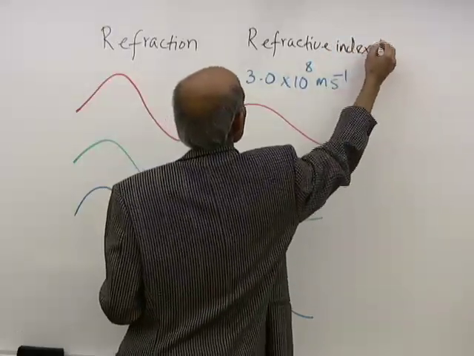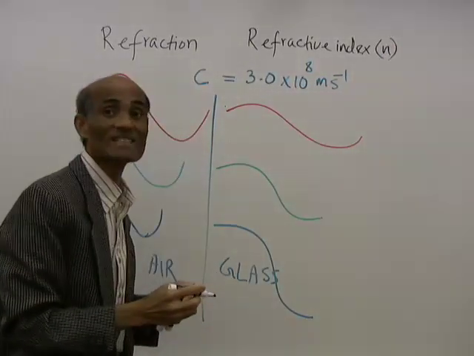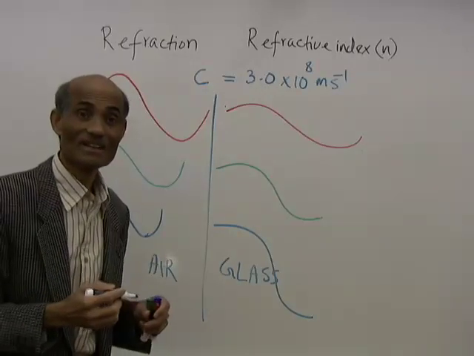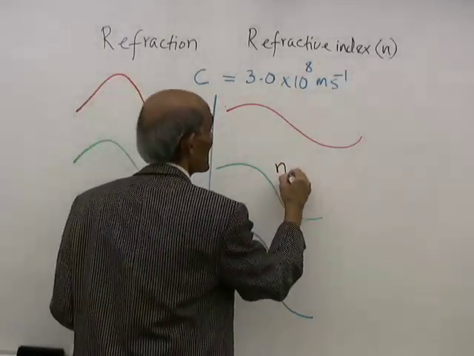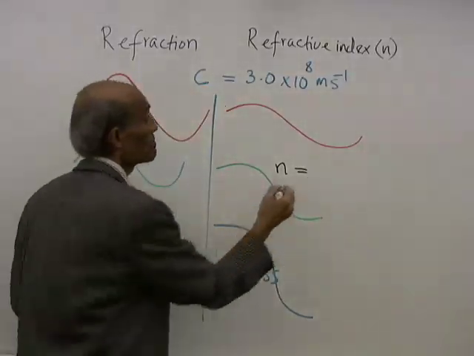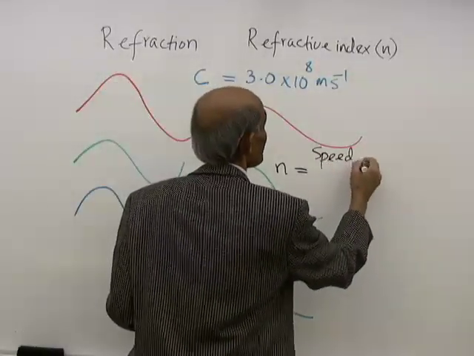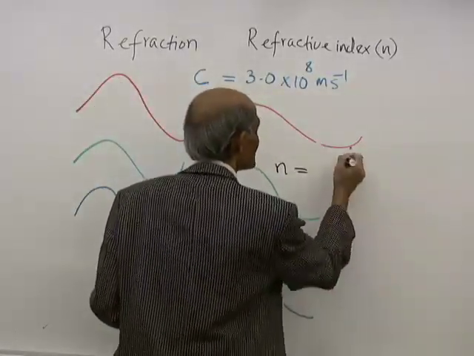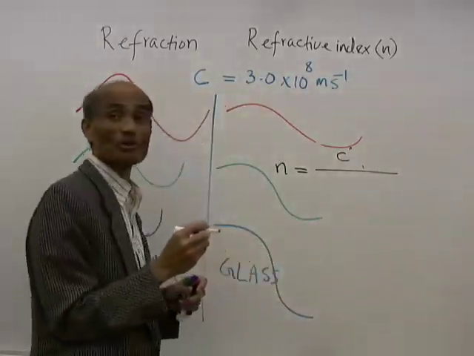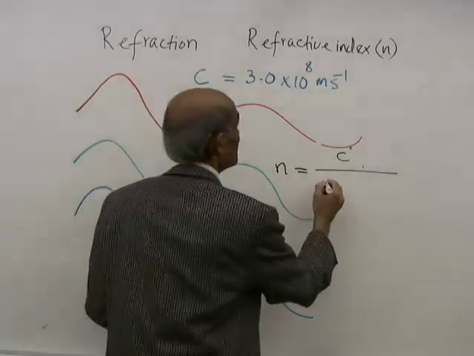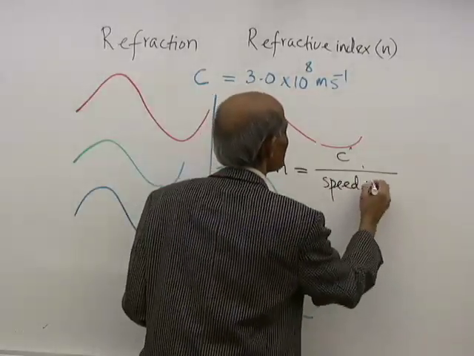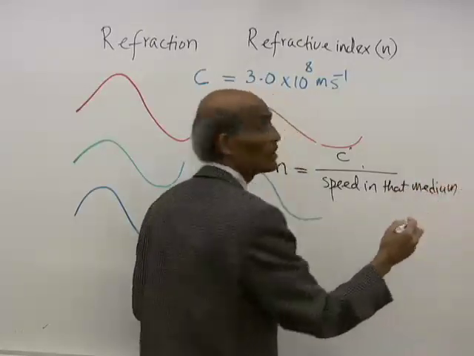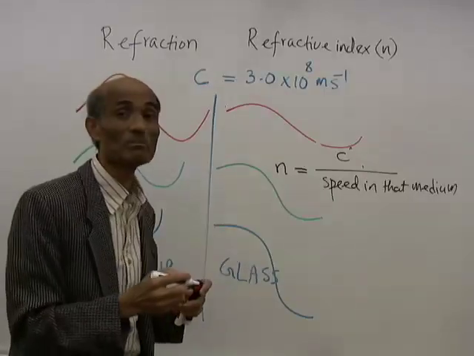And we generally represent that by the lowercase n. And what is the definition of refractive index? Refractive index is defined like this: n equal to speed of light in vacuum. Well, speed of light in vacuum we represent by c. C stands for the speed of light in vacuum, divided by speed of light in that medium. Well, that is the definition of the refractive index of a medium.